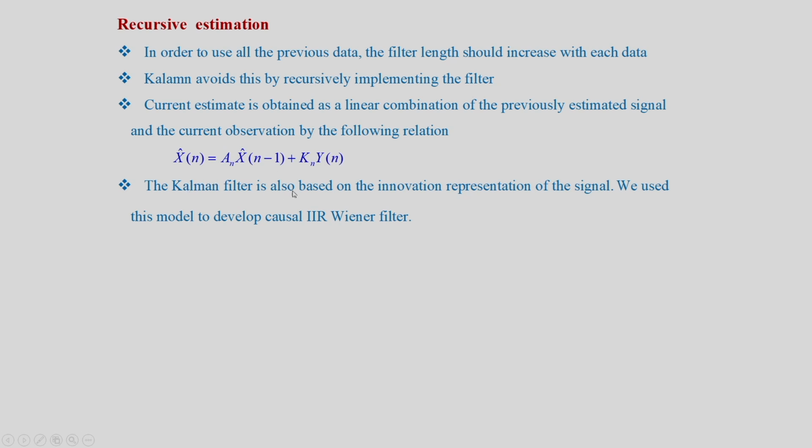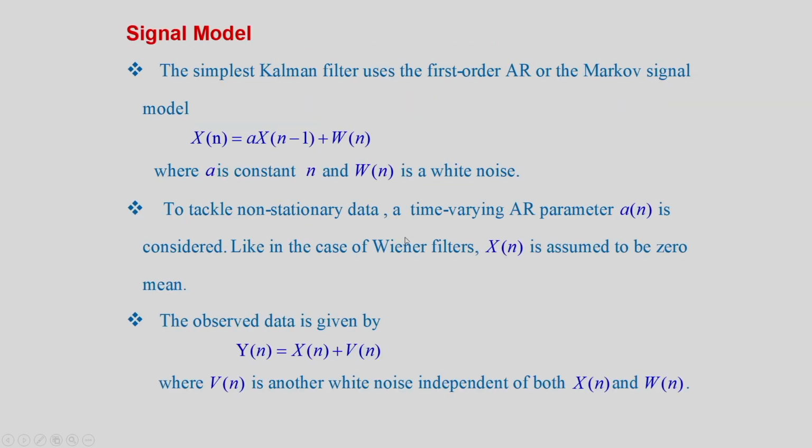The Kalman filter is also based on the innovation representation of the WSS signal. We use this model to develop the causal IIR Wiener filter. Here also that innovation representation of WSS signal will be used. First, we will discuss the signal model.